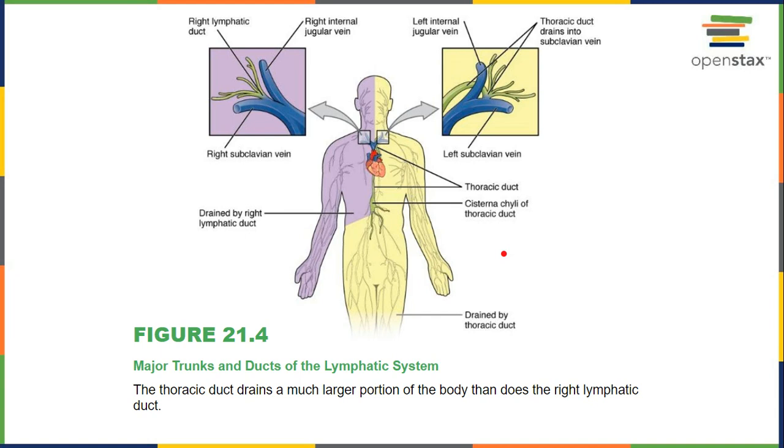When we look at those ducts, what we see is that there's two ducts. There is a thoracic duct, and the thoracic duct covers all this area in yellow on your body.